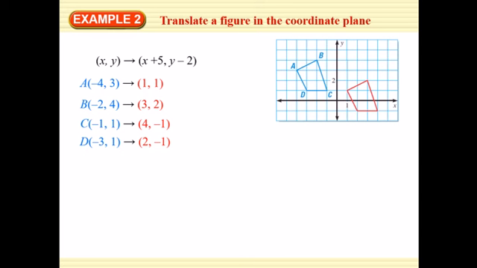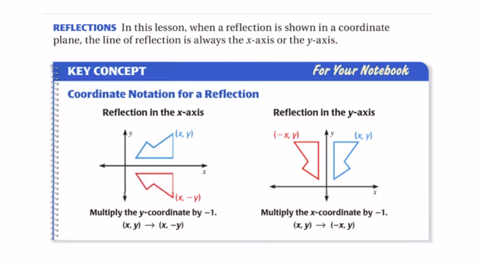Alright, so we're moving on to reflections now. In this lesson, when a reflection is shown in a coordinate plane, the line of reflection is always going to be the x or y axis, which is fantastic. We love when it's at 0. When we're flipping over another line other than our axes, the mathematics gets a little bit weirder, and so it becomes easier to draw it out, right? Which can be a task if you are not the neatest artist in the world.